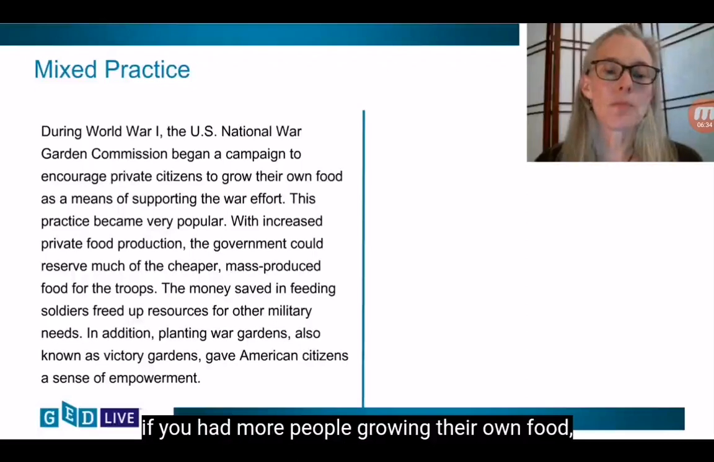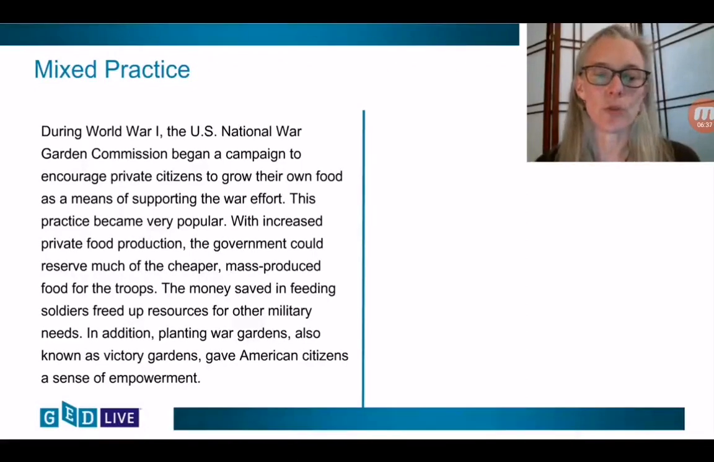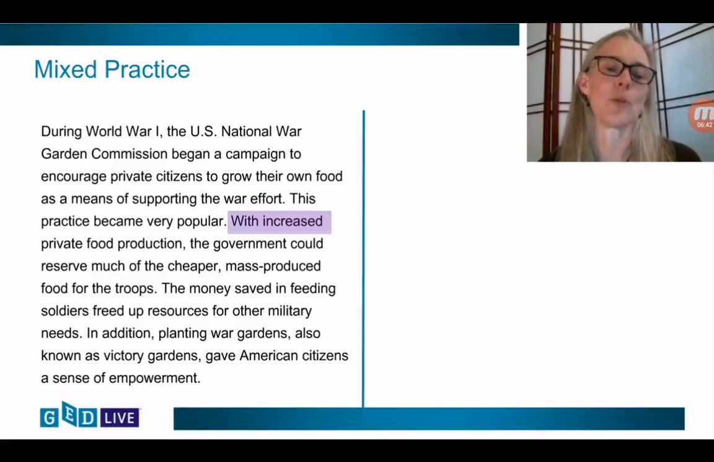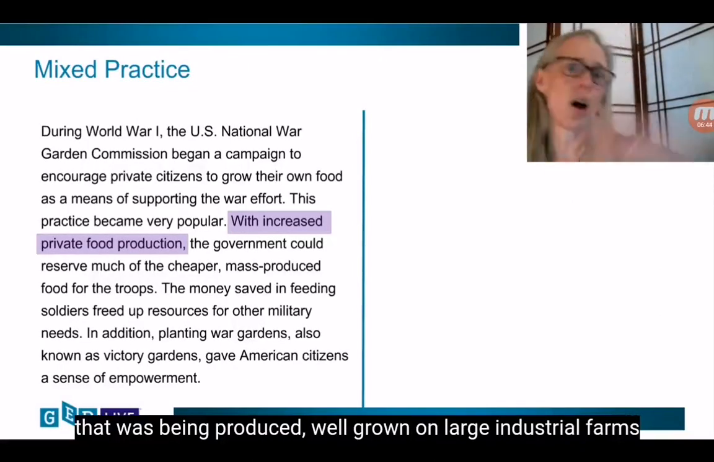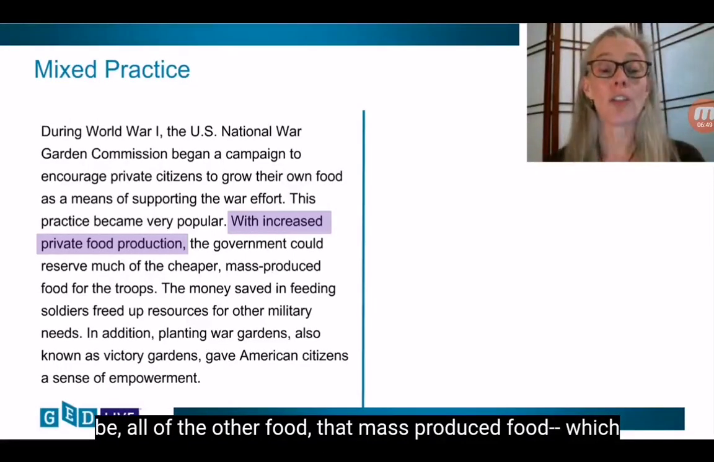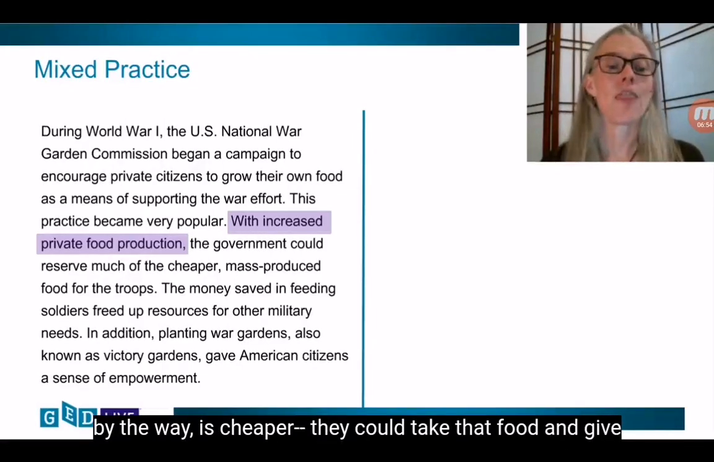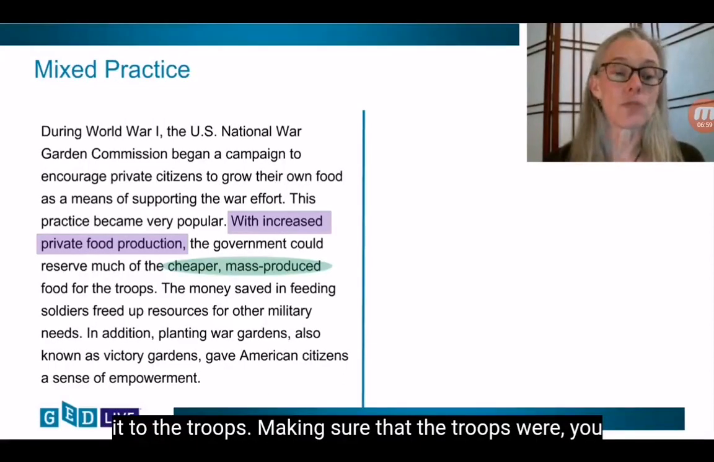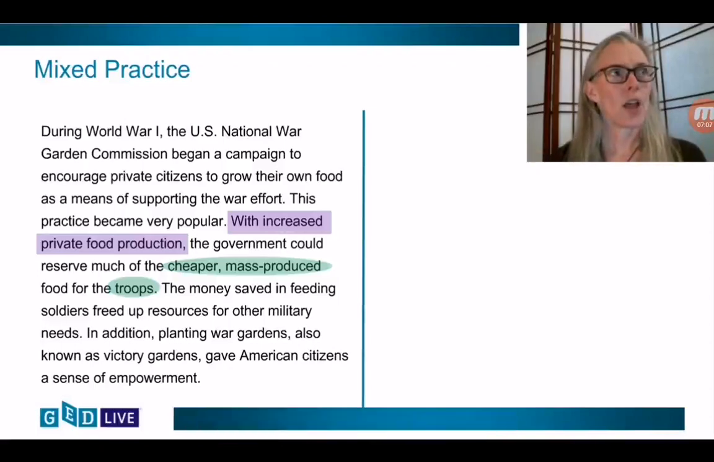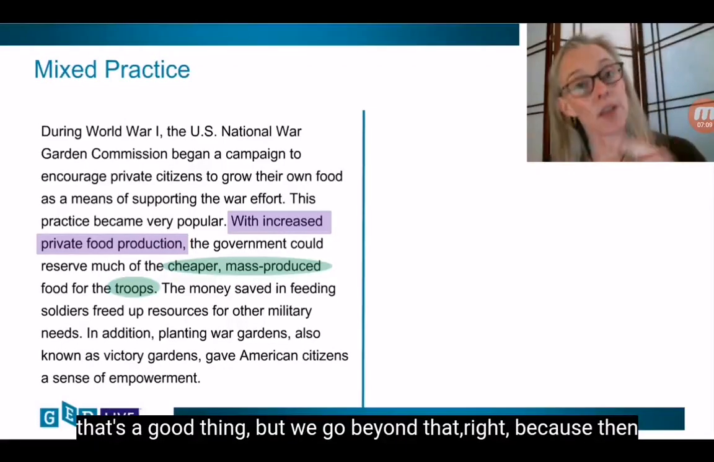If you had more people growing their own food, right, then all the food that was being grown on large industrial farms or produced in factories or whatever it might be, all of that other food, that mass-produced food, which by the way is cheaper, right? They could take that food and give it to the troops, making sure that the troops were strong and well-fed, right? So fine, that's a good thing, but we go beyond that, right?